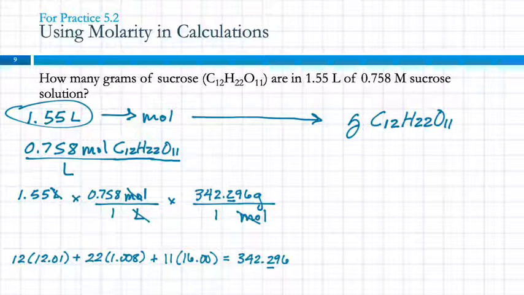So now I can see I need to take 1.55 times 0.758 times 342.296 equals... My starting number had 3 significant figures. My molarity had 3 significant figures. My molar mass had 4. So my answer has 3 significant figures. And so 402 grams of sucrose.